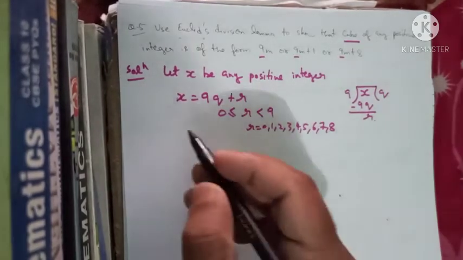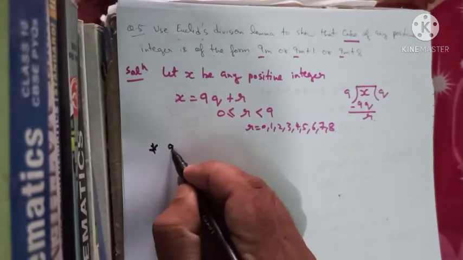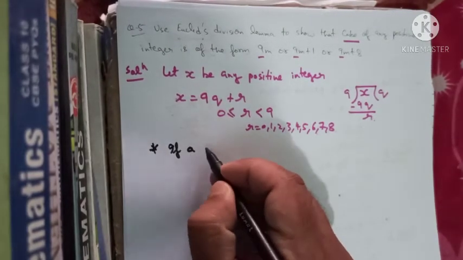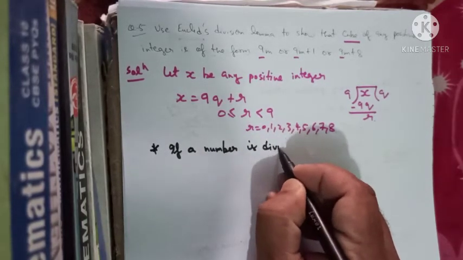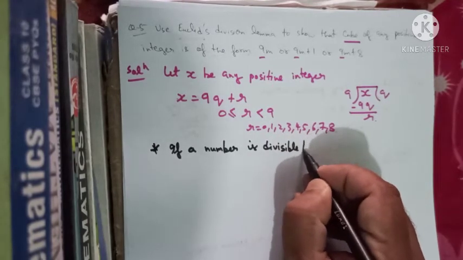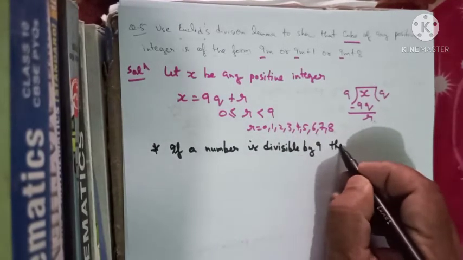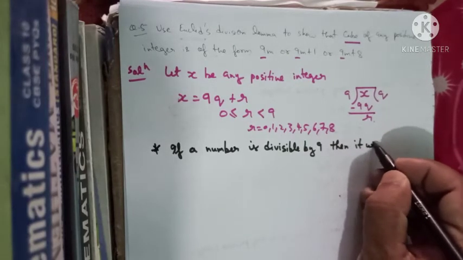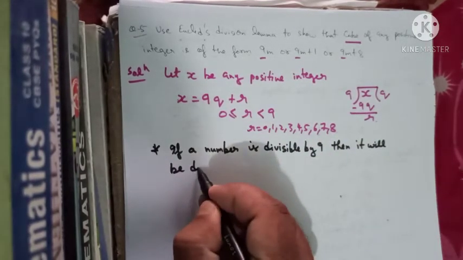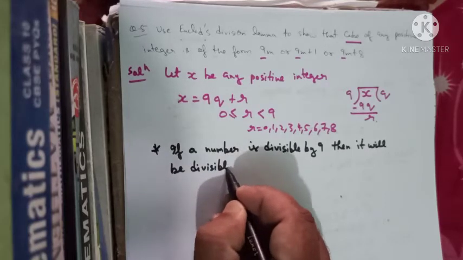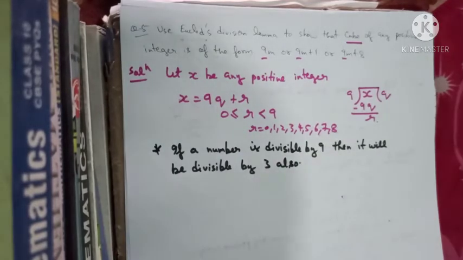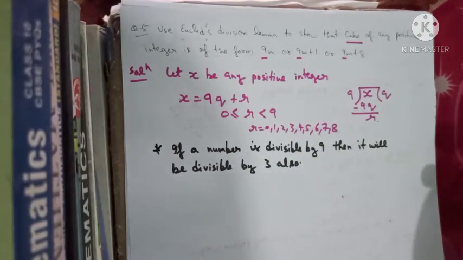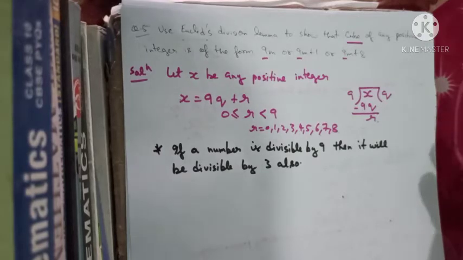We know one thing, that if a number is divisible by 9, then it will be divisible by 3 also. This we know, that if we have any number divisible by any other number, then it will be divisible by its factors also.